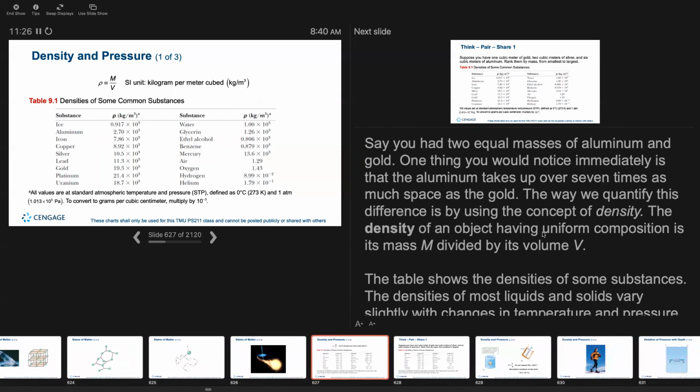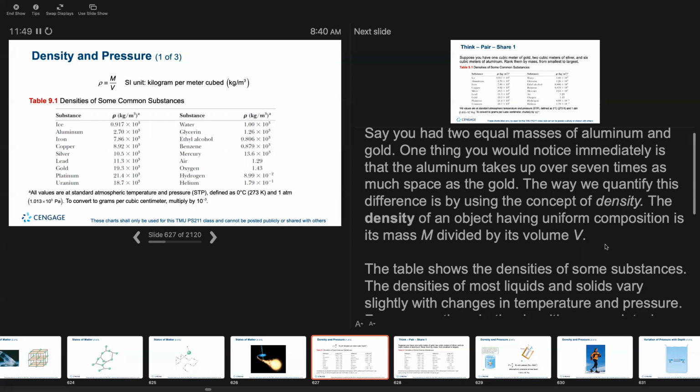So say you had two equal masses of aluminum and gold. One thing you would notice immediately is that the aluminum takes up over 7 times as much space as the gold. The way we quantify this difference is by looking at the concept of density. The density of an object having uniform composition is its mass divided by its volume.